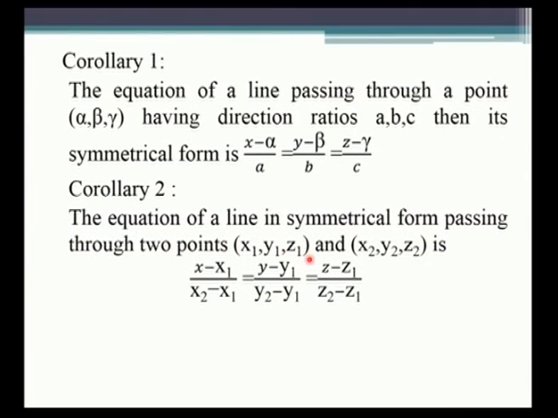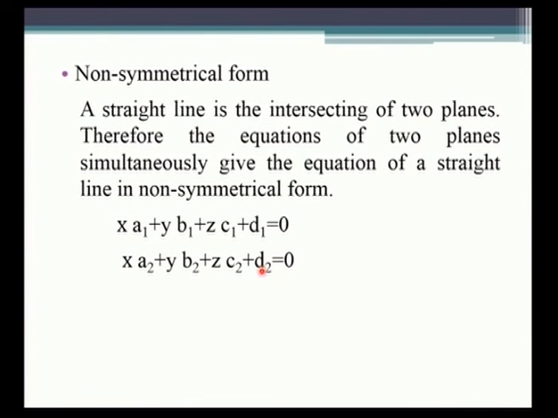From this, we got two corollaries, that is, the equation of a line passing through a point and the equation of a line in symmetrical form passing through 2 points. In non-symmetrical form, a straight line is the intersection of 2 planes. So these 2 equations give the equation of a straight line obtained by the intersection of 2 planes. Here equations of 2 planes are given. These equations will act as the equation of a line.